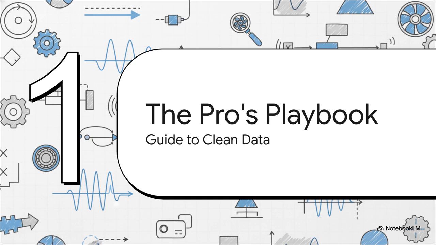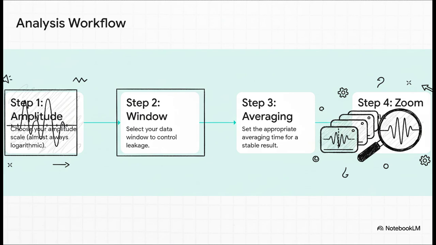It's about a simple 4-step playbook that gives you total control over your data and delivers clean, accurate results every time. This right here is your new pre-flight checklist. Before you ever hit start on a measurement, you're going to consciously do these 4 things. 1, switch your amplitude to logarithmic.